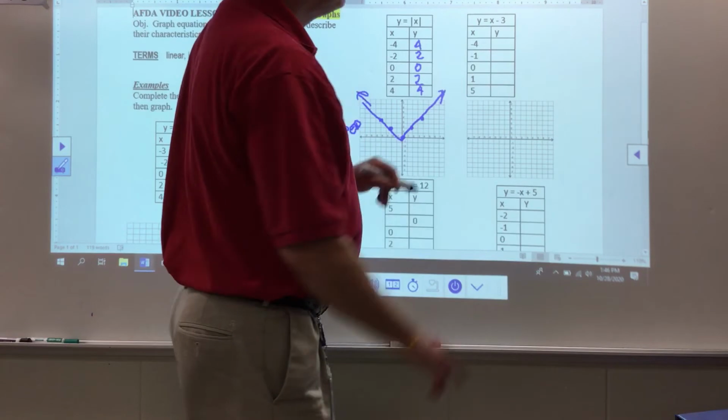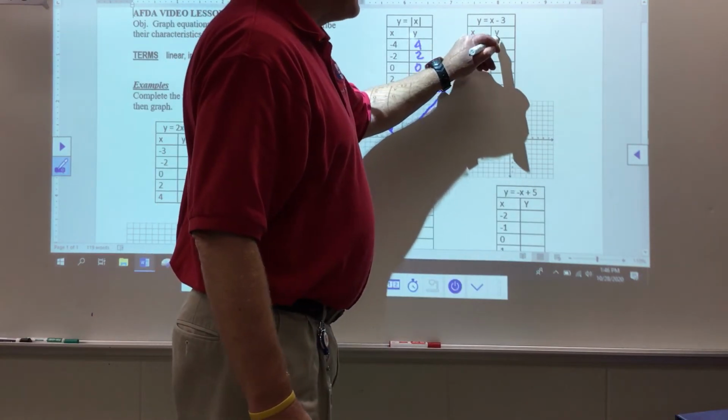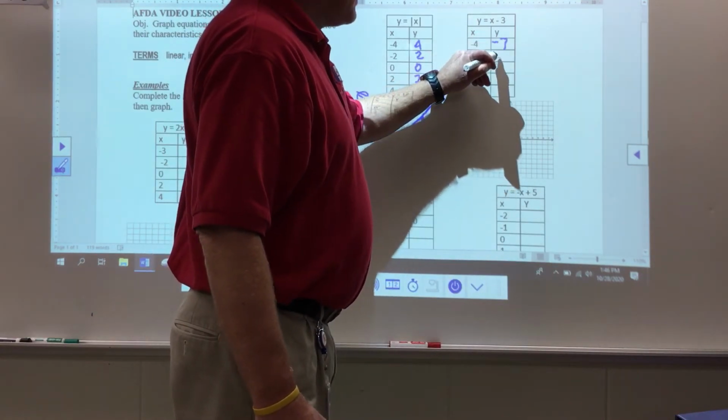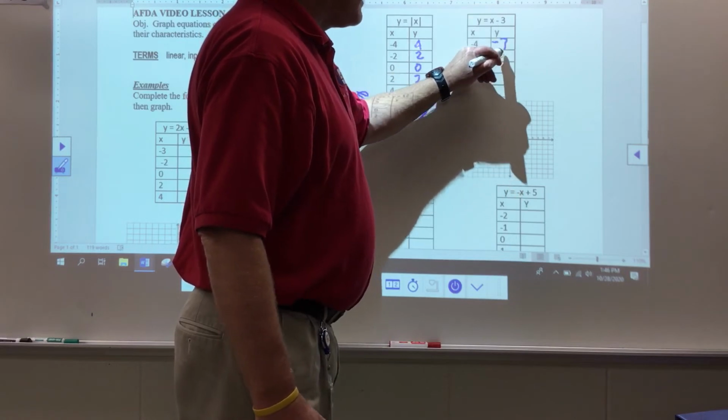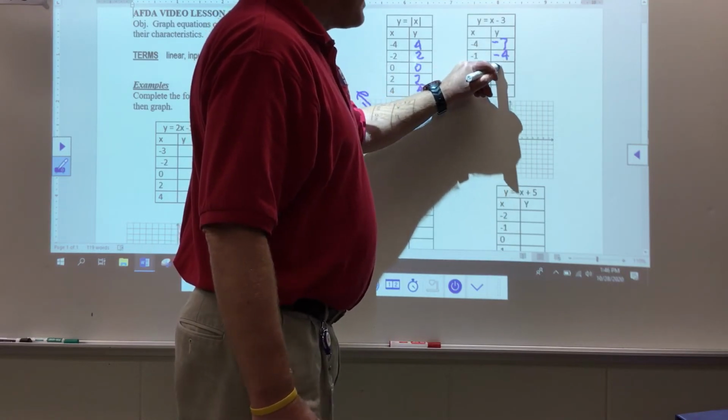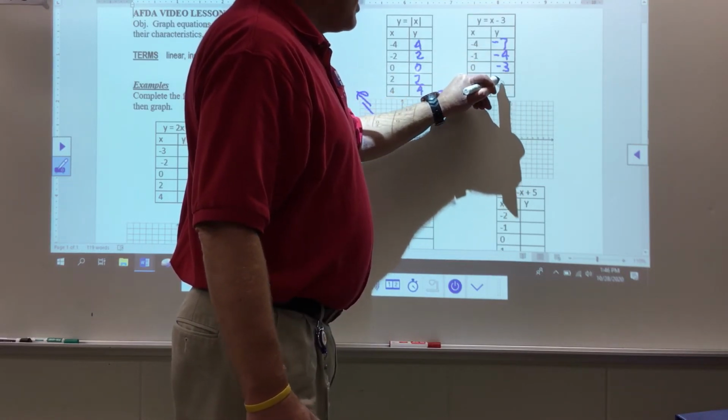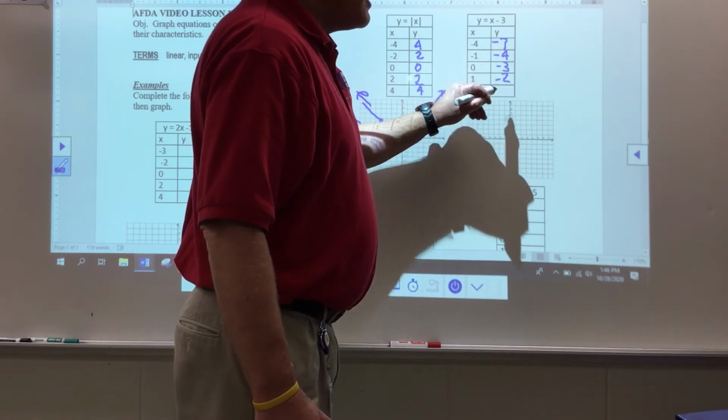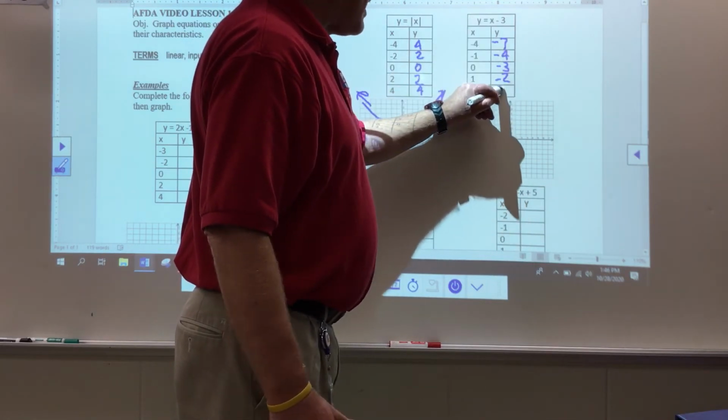Let's look at this one. Put -4 in there, I think we get -7 out. Put -1 in there, we get -4. Put 0, we have -3. Put 1, we have -2. And if we put 5 in there, we get a +2.